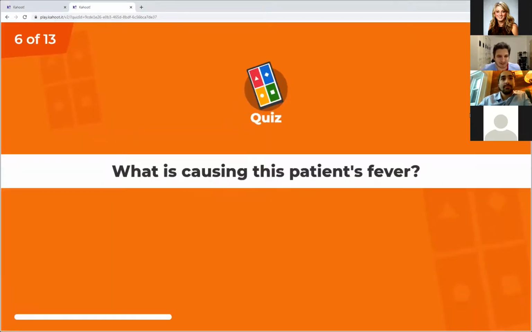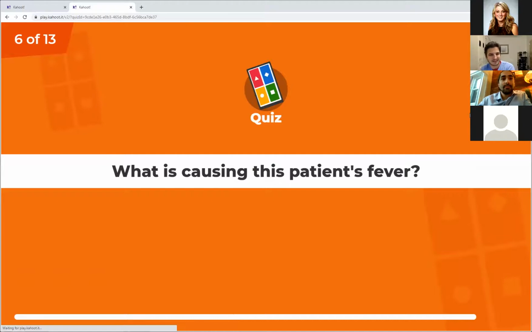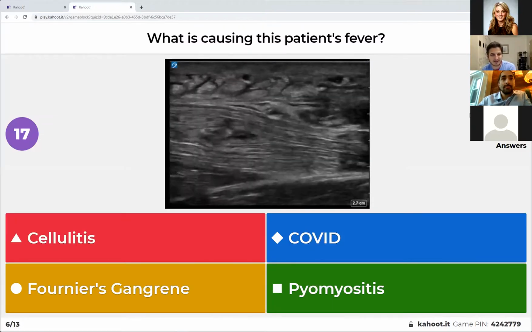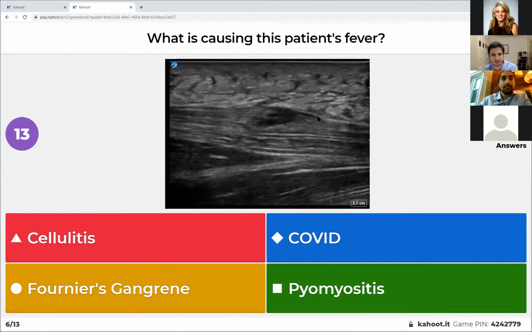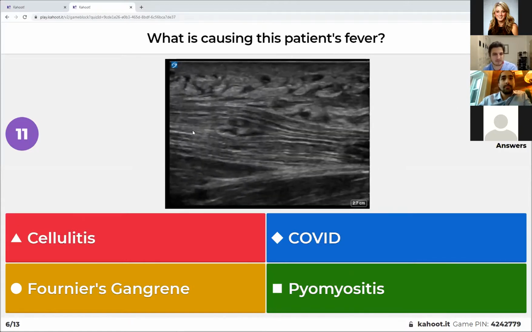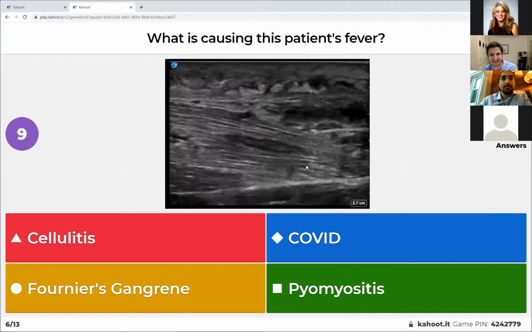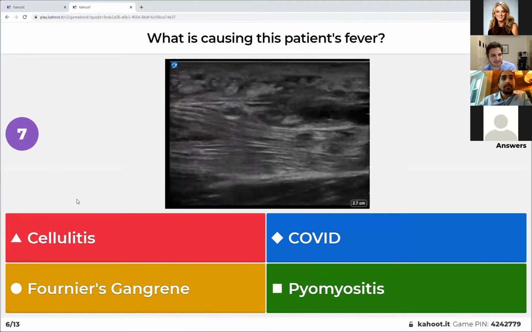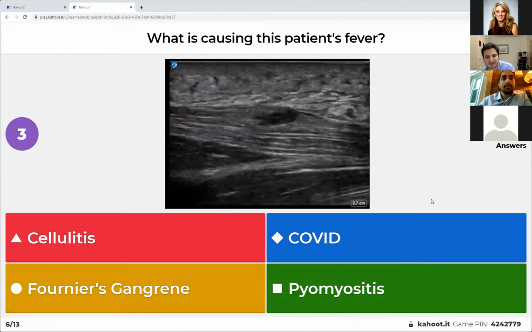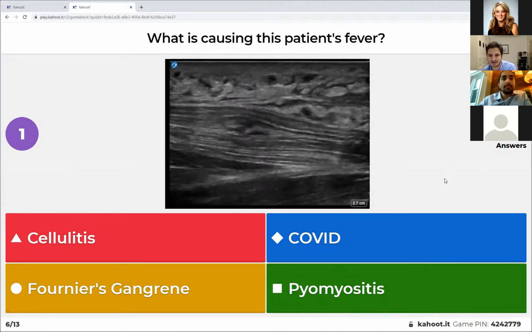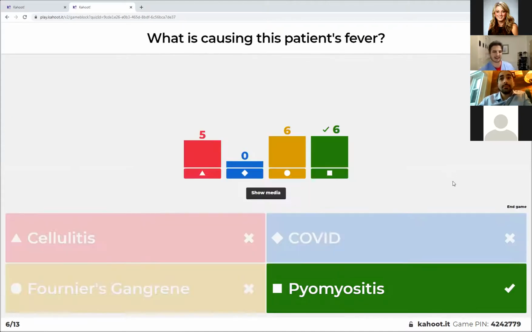All right, so what's causing this patient's fever? This is a good one. So this is in the left thigh. Up here we see some subcutaneous tissue. Here's some muscle striations, a little pennate appearance of the muscle fibers. We've got about 8 seconds left. Cellulitis, COVID, Fournier's gangrene, pyomyositis. What do we think? And anybody who's not actively in the game, go ahead and just pick your favorite, and we'll go ahead and talk about it.